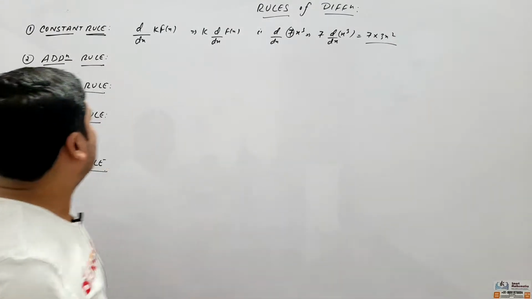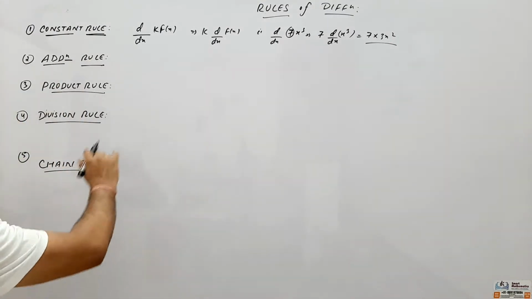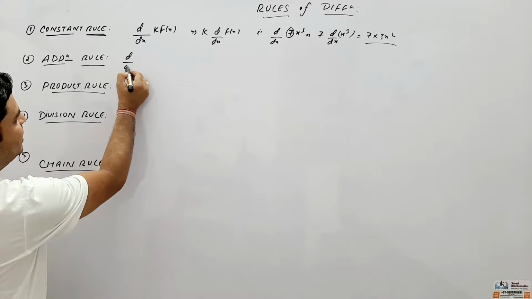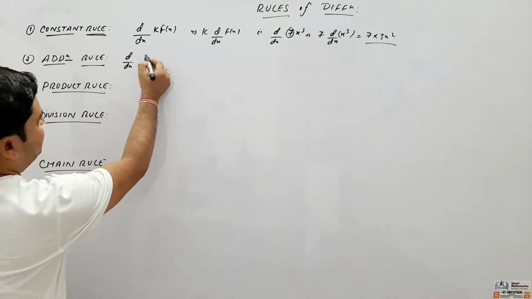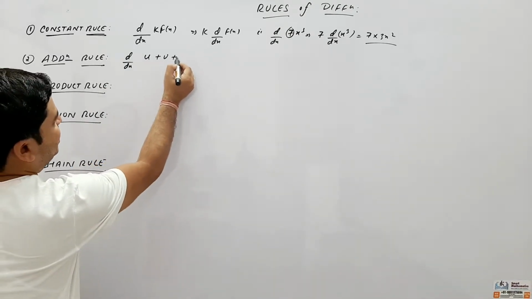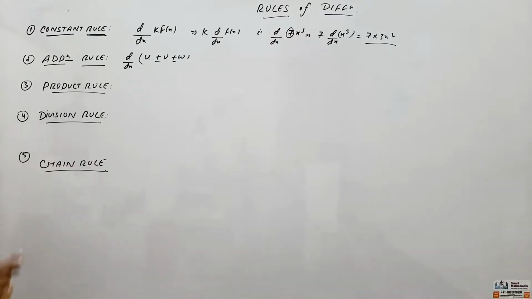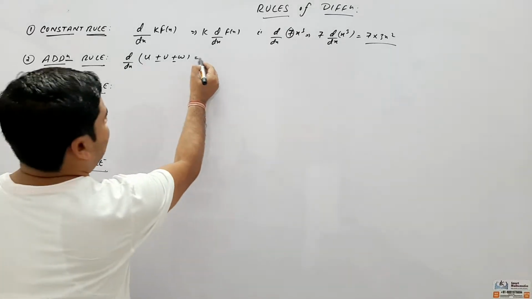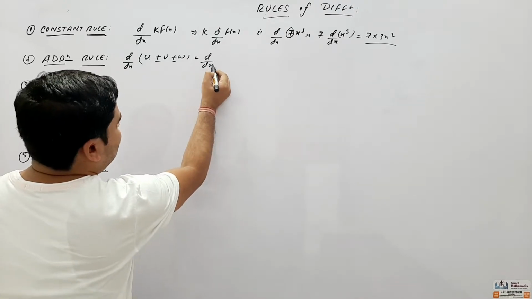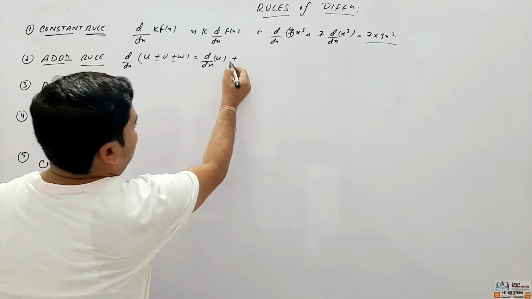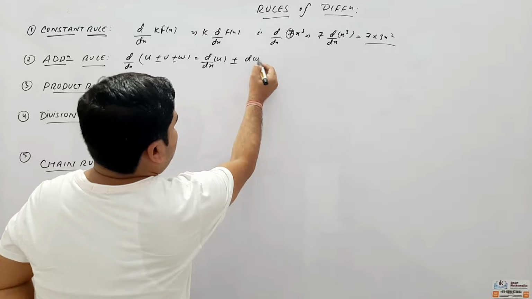So let us move to the next one, the addition rule. The addition rule says that whenever there are functions, say u plus v plus w, added or subtracted to each other, then we have to differentiate all those functions one by one, applying this rule like this.